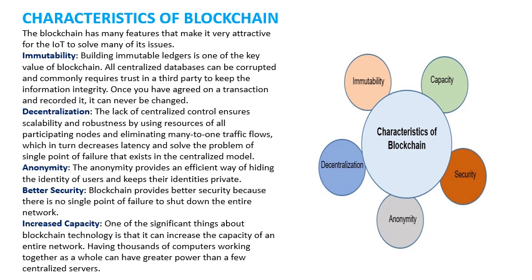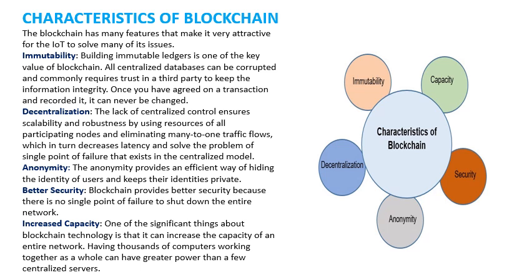Let's start with the characteristics of blockchain. The characteristics of blockchain mainly are immutability, decentralization, anonymity, better security, and increased capacity. First, immutability. What do you mean by immutability? Immutability means building an immutable ledger, one of the key values of blockchain. A centralized database can be corrupted and commonly requires trust in a third party to keep information integrity. Once you have agreed on a transaction and recorded it, it can never be changed. That is immutability.